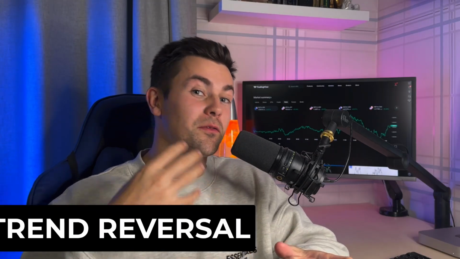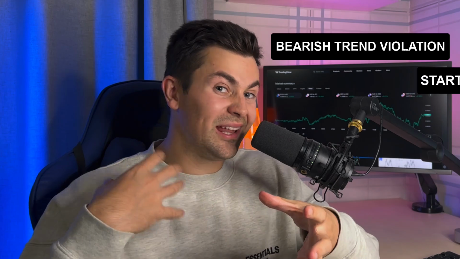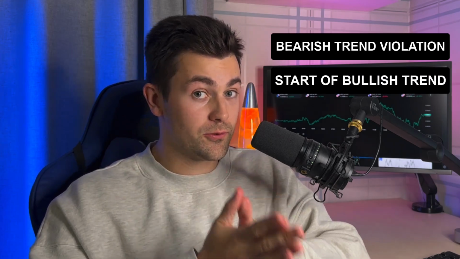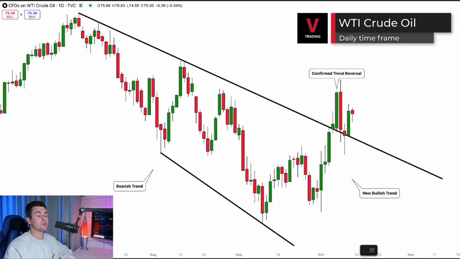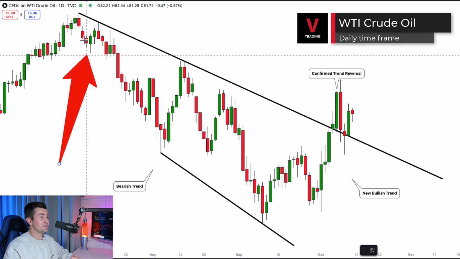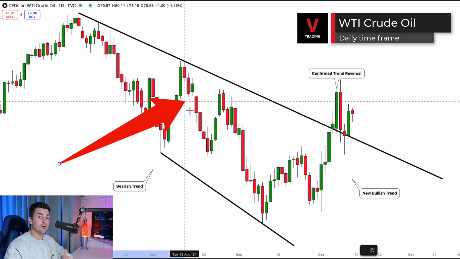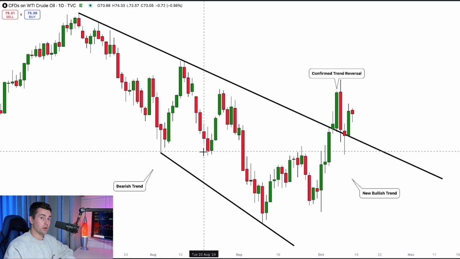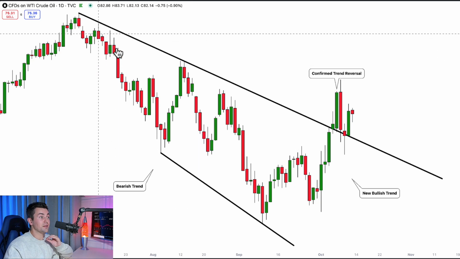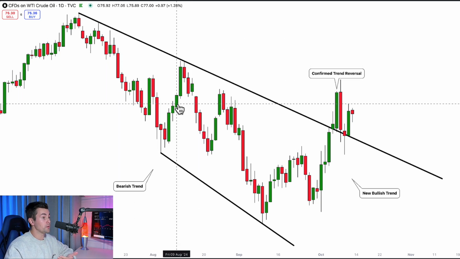Best swing trading setup number 1. Swing trading after a confirmed trend reversal. It can be a violation of a bearish trend and the start of a new bullish trend. Take a look at the price action on WTI crude oil. We can see that on a daily time frame, the market was steadily falling within this falling parallel channel, and you can see that here clearly the market was bearish.